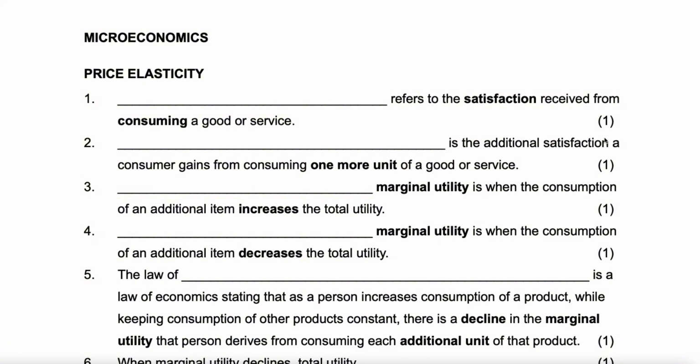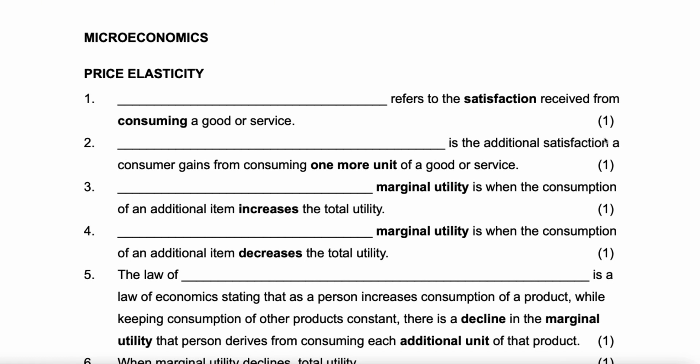Right, then the next one is the additional satisfaction a consumer gains from consuming one more unit of a good or service. Whenever we talk about one additional unit, you must know that we're referring to marginal something. Marginal revenue, that's the money you get for selling one additional unit. Marginal cost, that's the cost incurred for producing one additional unit. So in this case, it's marginal utility because that's the additional satisfaction.